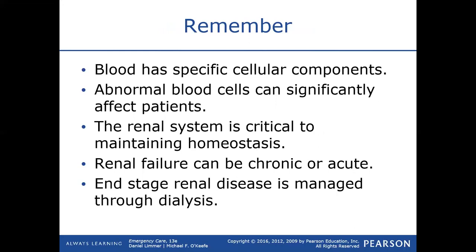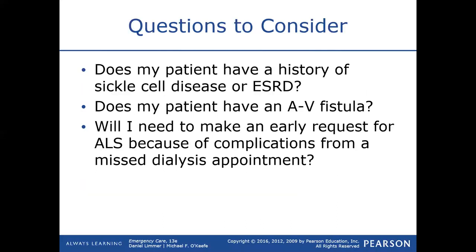Remember, blood has specific cellular components. Abnormal blood cells can significantly affect patients. The renal system is critical to maintaining homeostasis. Renal failure can be chronic or acute. End-stage renal disease is managed through dialysis.